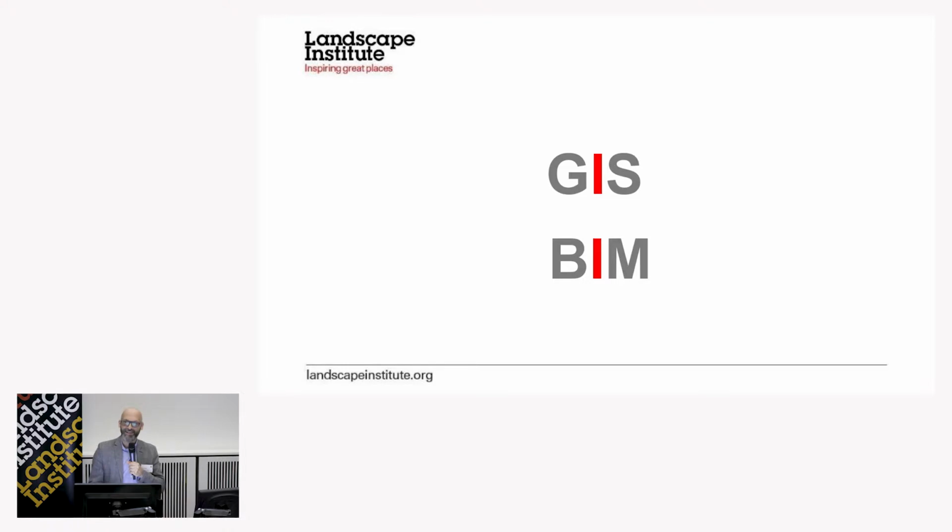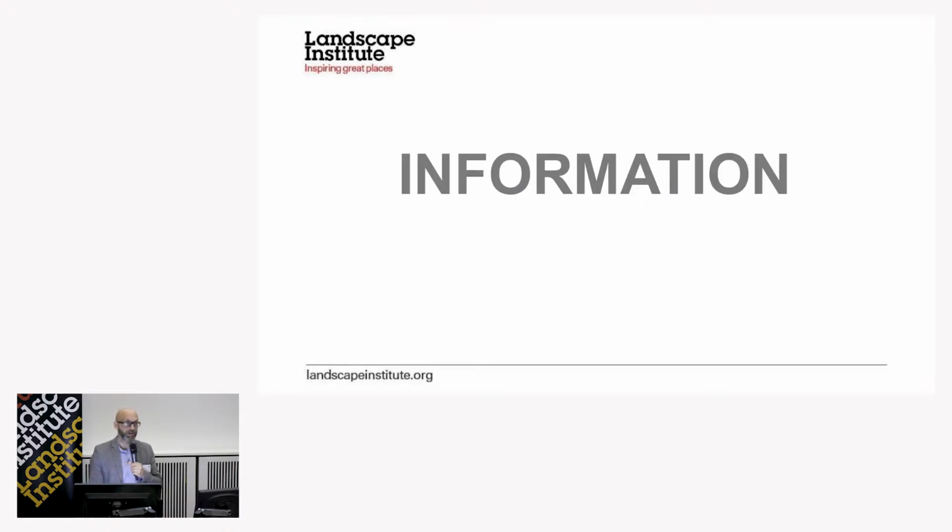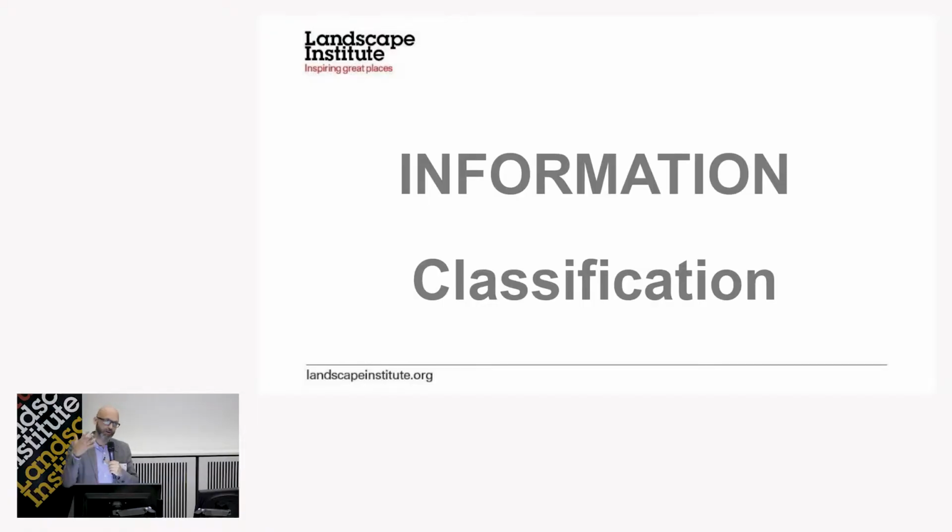Now, as Mike has already sort of alluded to, the similarities between GIS and BIM, they both have I in the name, and they both basically represent the word information. And what I'm going to talk a little bit more about is a subset of information, and that's the classification. So how do we break that information down, and how do we do that within a GIS context and also a BIM context, and how can we learn from that?